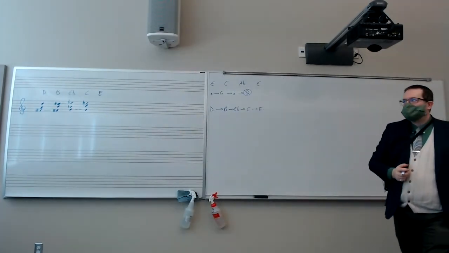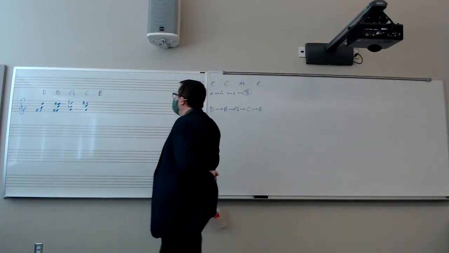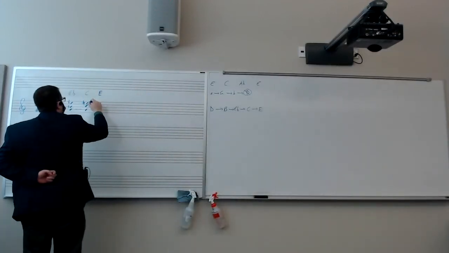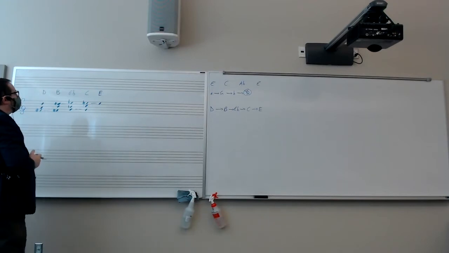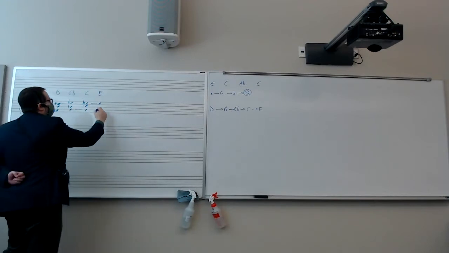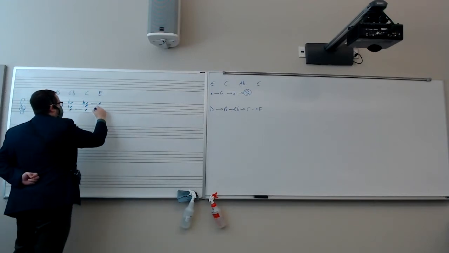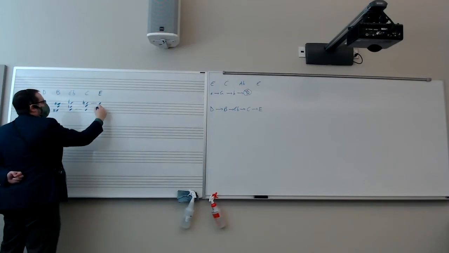The E stays the same. G goes up a step to G sharp. G is a G sharp, correct. And C goes down to B. C goes down to B.